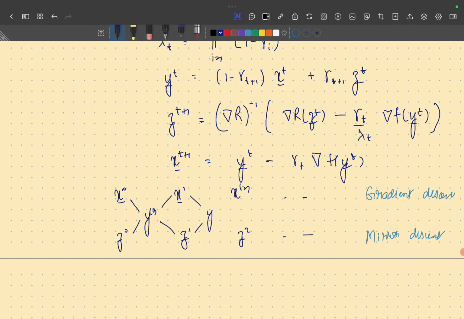But at the end of every step, I'm going to combine these to get y0, y1, y2, and so on. And this convex combination is chosen in a very special way.